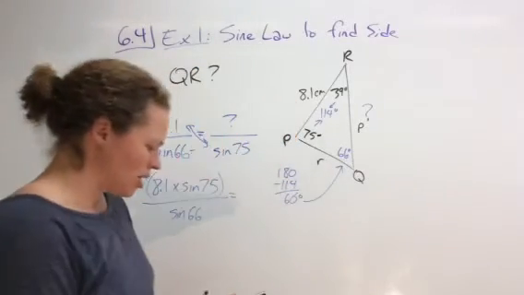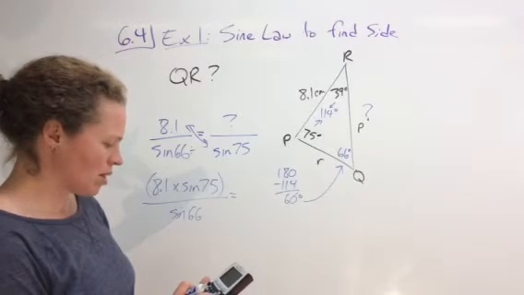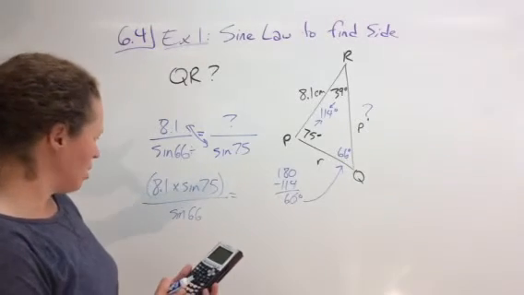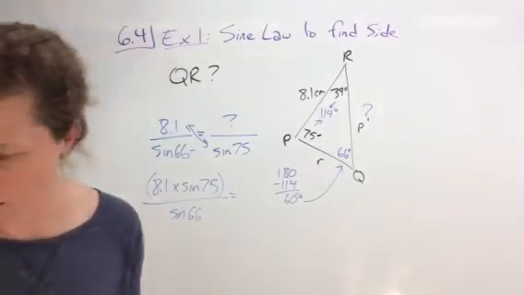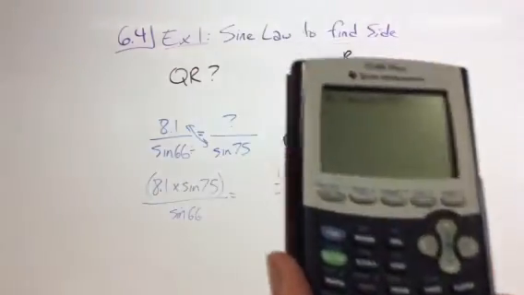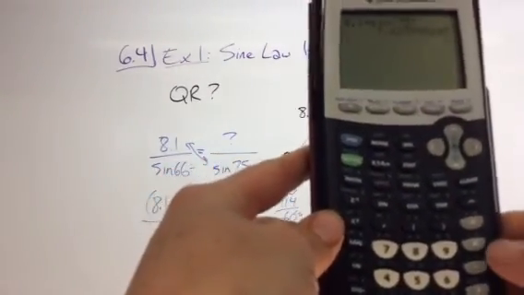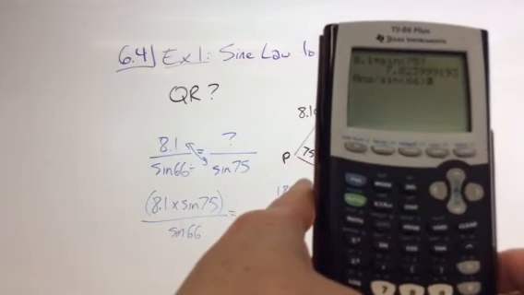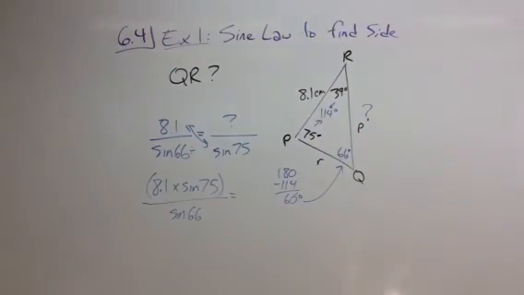So I take my calculator, I make sure I'm in degrees, so go to mode. I'm not, because I was working with the grade 12s, but now I am, and 8.1 times sine 75, and you can, if you want to, just press your equals button at that point and get your new total, and then divide it by sine of 66. So 8.56 looks like the length of that side.